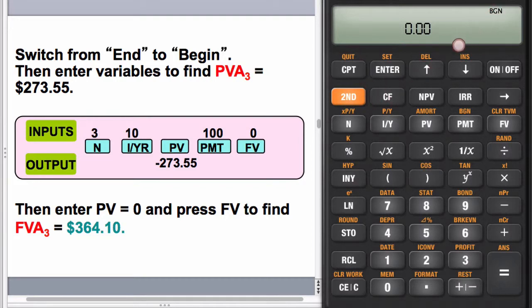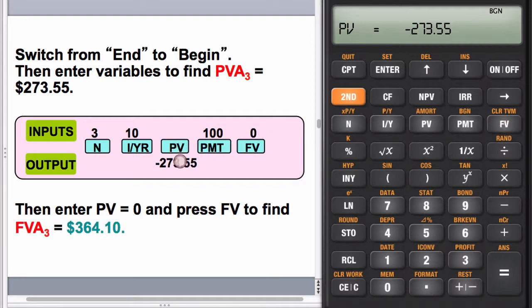So now that it's in the begin mode, let's hit compute present value, and you get 273.55. I didn't change any of the values. They were already there in the memory of the calculator. So you have the same numbers there.